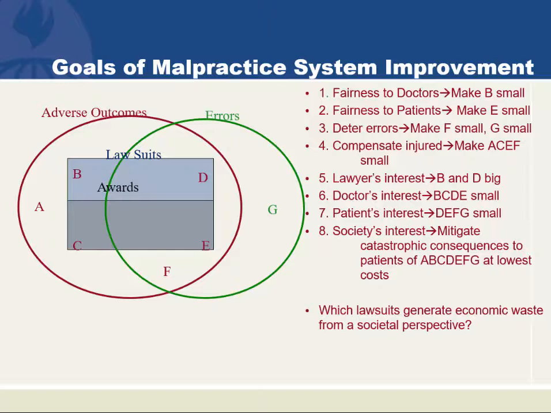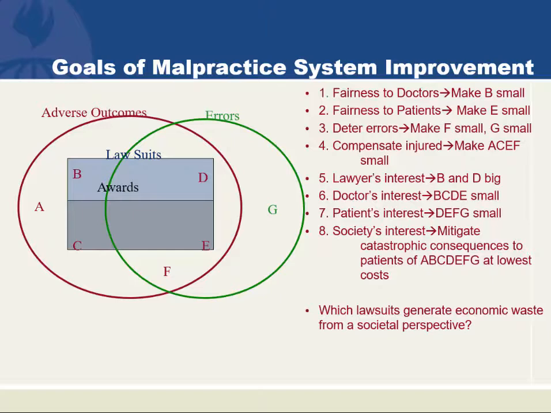There's another goal, though, of compensation. There is an ongoing idea that if you become injured, you deserve compensation. And so we would like to make compensation to the injured occur whenever it is due. And in order to accomplish that, we want all of A, C, E, and F to become small, and we want awards to occur in space D to compensate the injured.